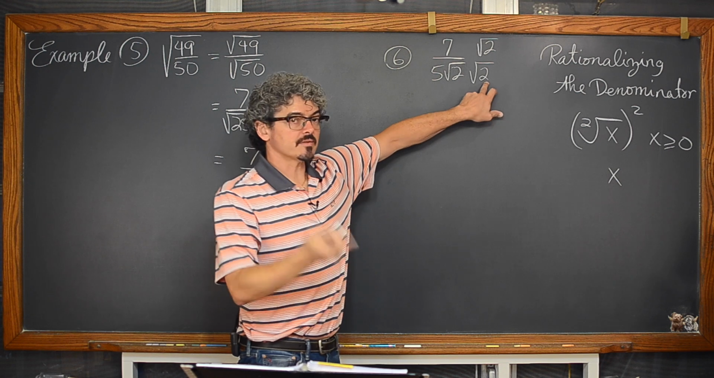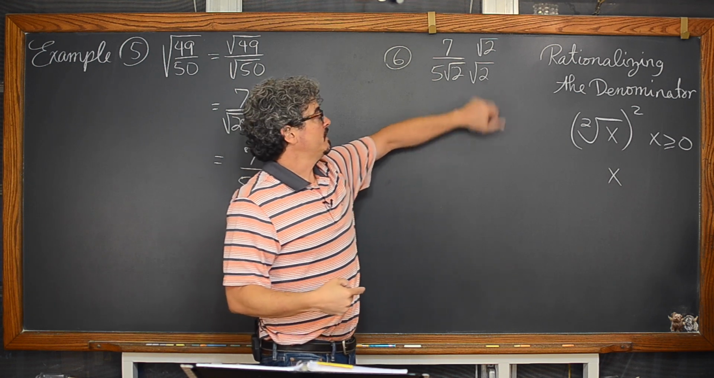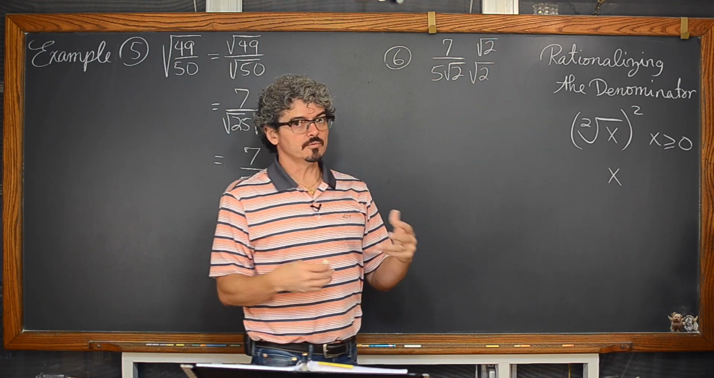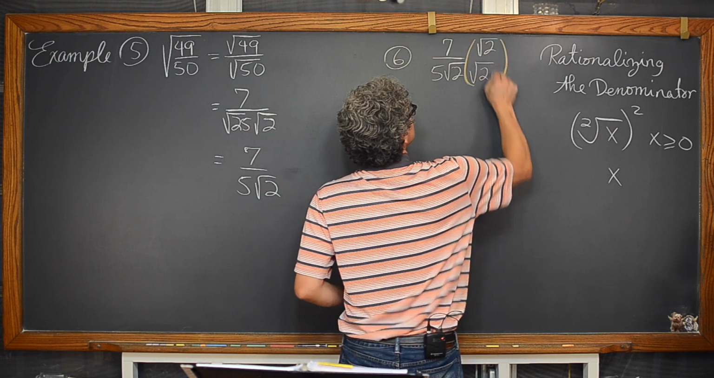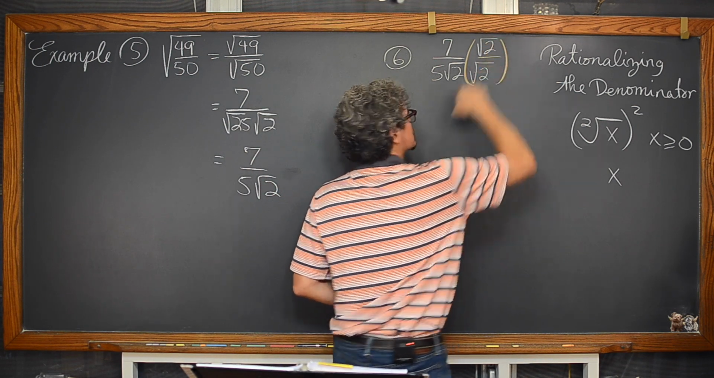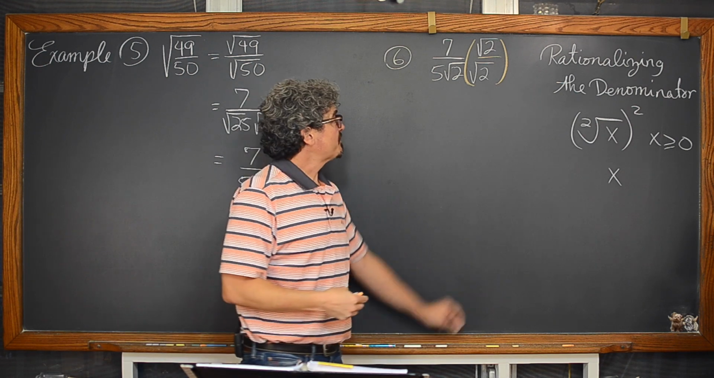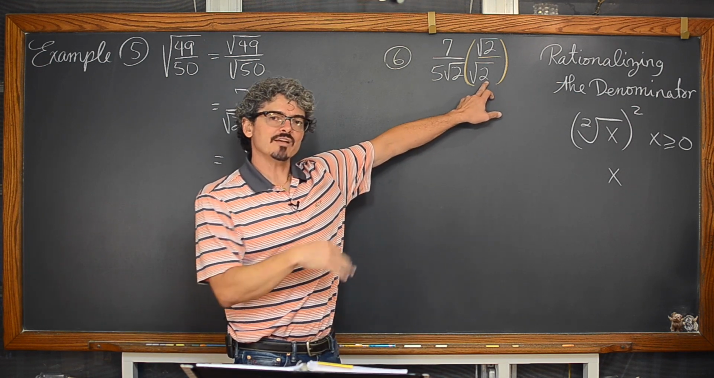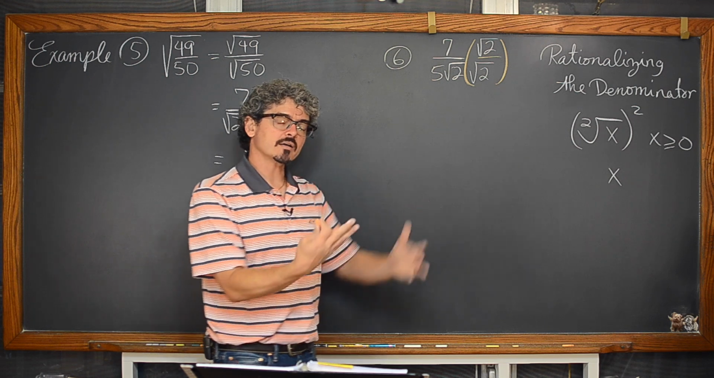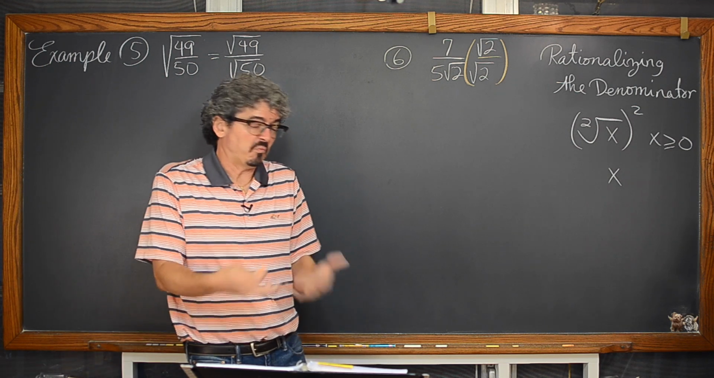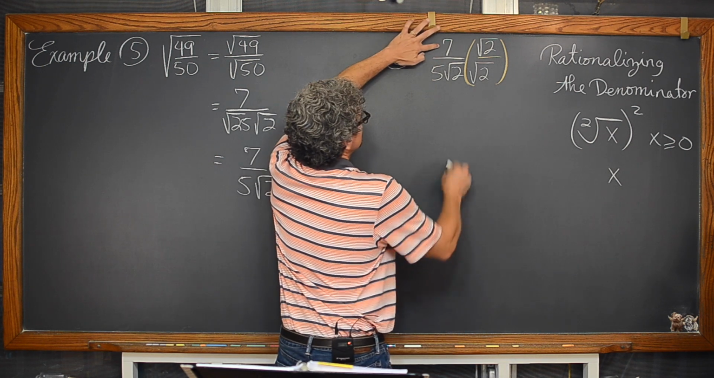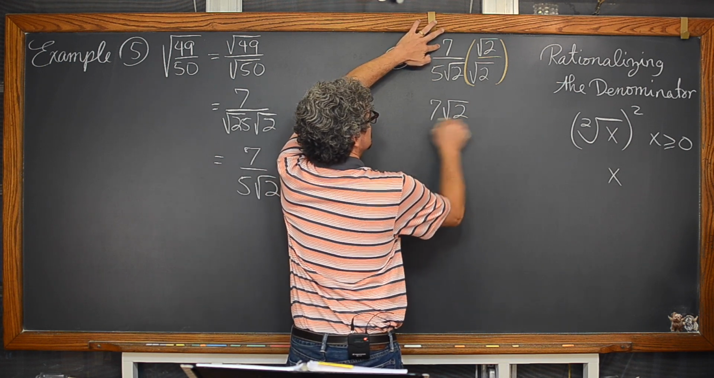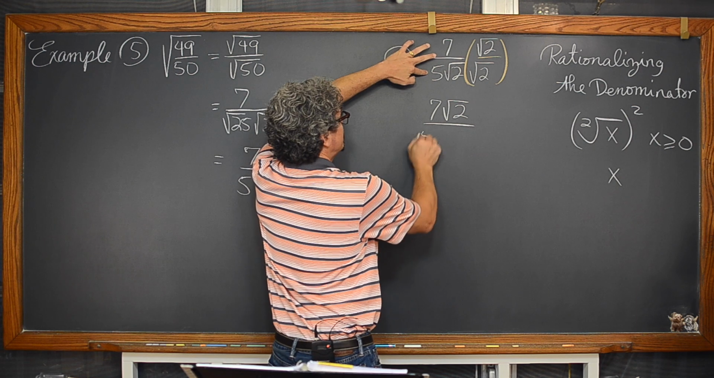But if we multiply the denominator by square root of 2, we need to multiply the numerator by square root of 2. Why is that? Because anything divided by itself is equal to 1. So I'm effectively just multiplying this fraction by a funny looking 1, which is not going to change its value. 5 times 1 is still 5. So that's going to give us 7 times the square root of 2 over 5.